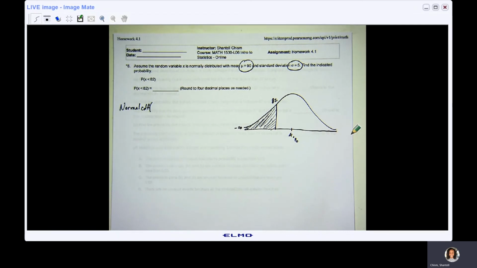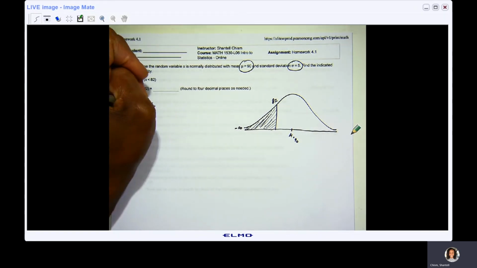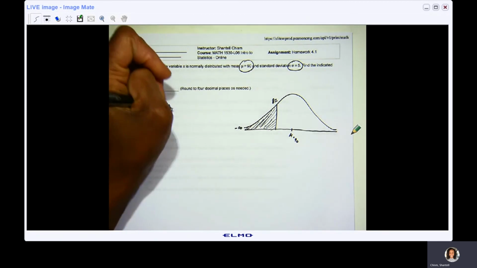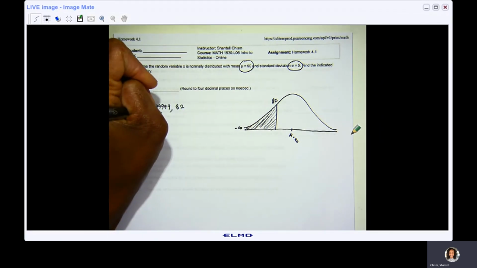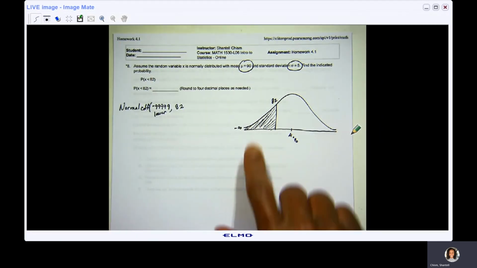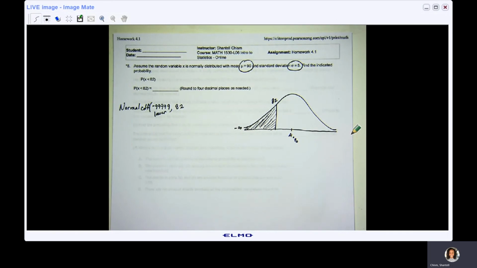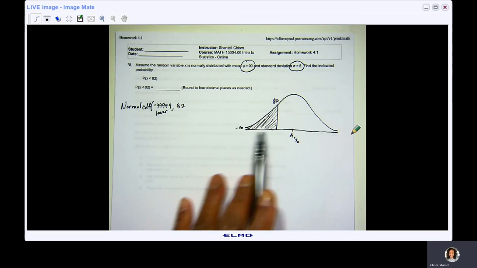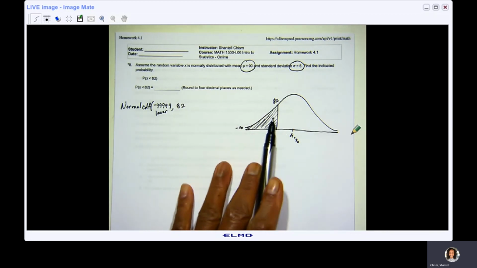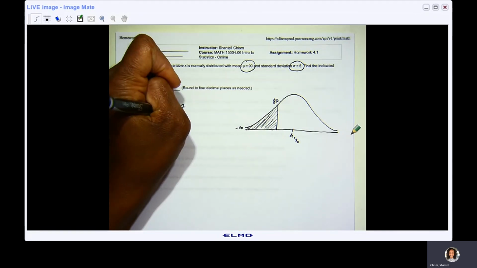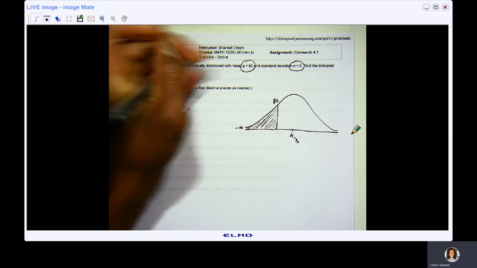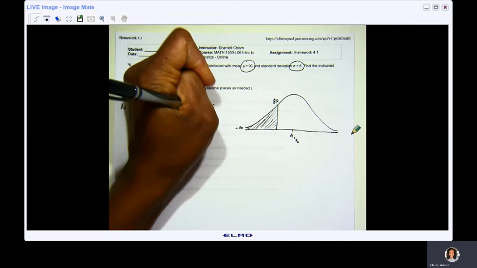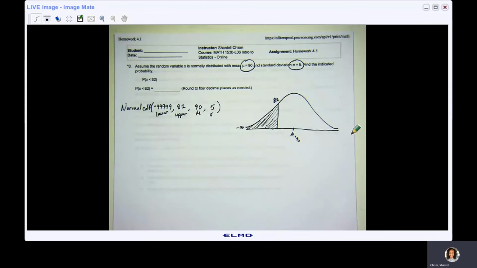So normal CDF, my lower bound is the negative infinity, so I've got negative 9999. My upper bound is the 82, so let me put lower, because lower is left. Remember, LL, lower left, okay? So the bound on the left side is the lower bound. The bound of where it stops on the right is the upper. And then you've got mean, and then you got deviation. Okay?